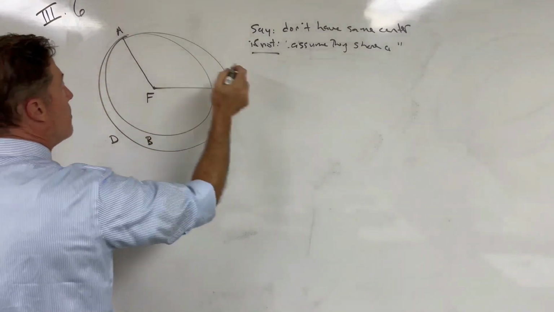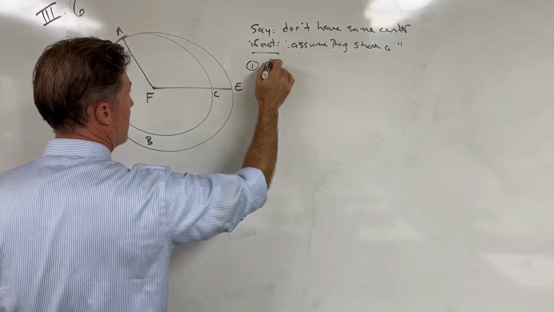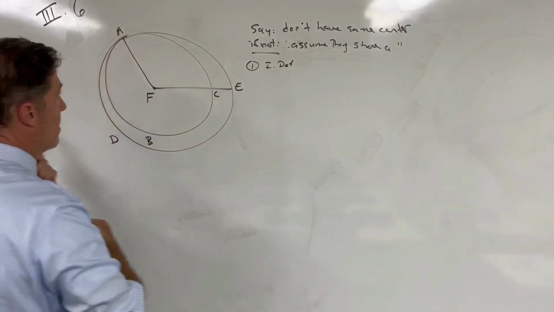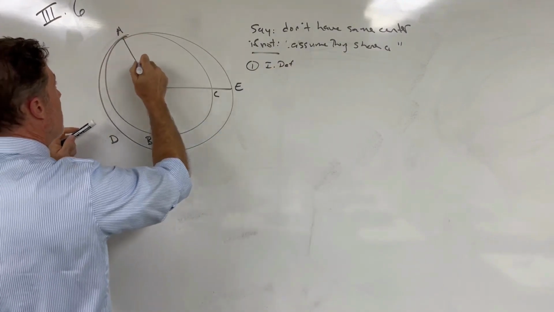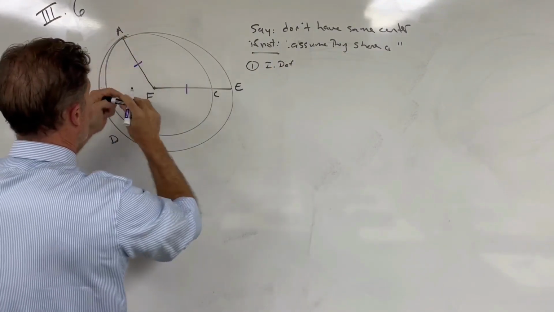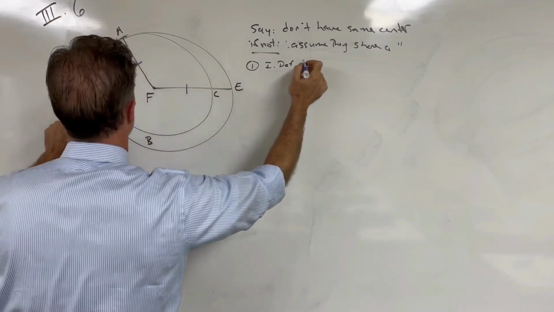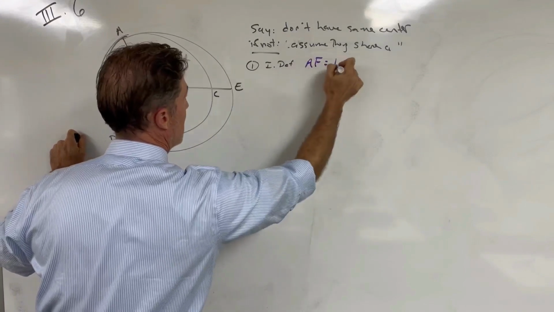So we know from book 1, definition 15, that the radii of a circle are equal. So if we look at this small circle, circle ABC, we know this is equal to this because they're both radii of the same circle. So we know that AF is equal to FC.